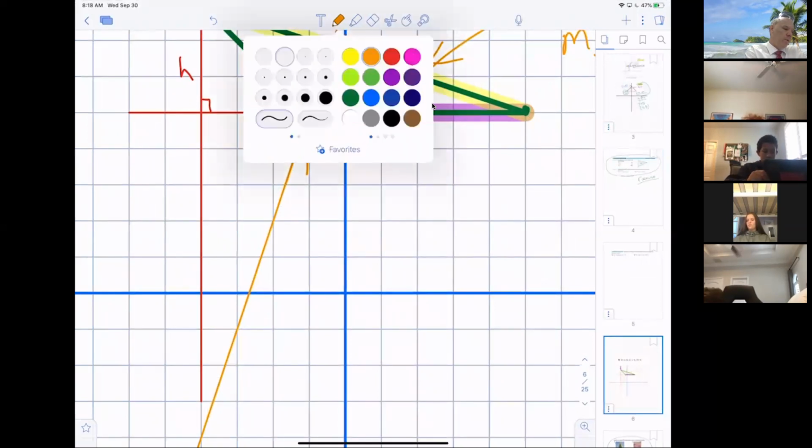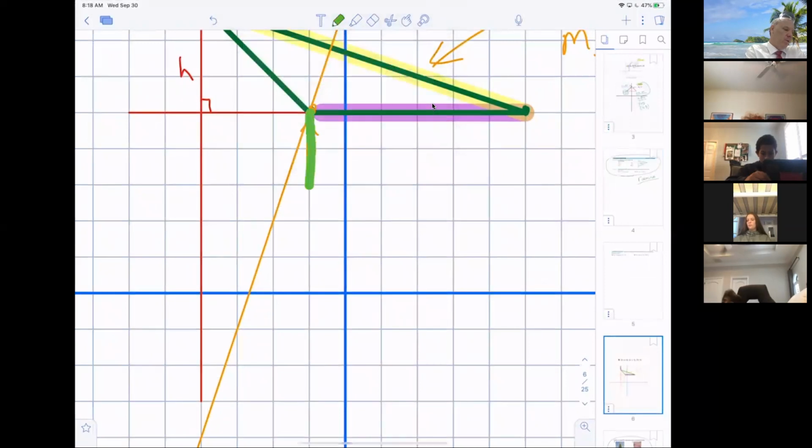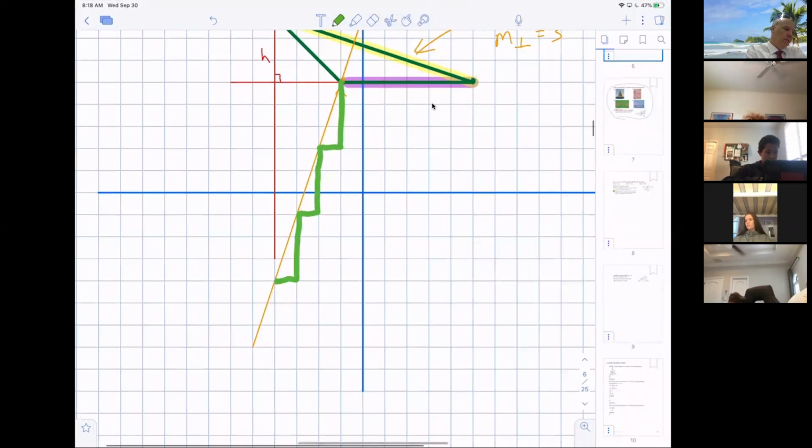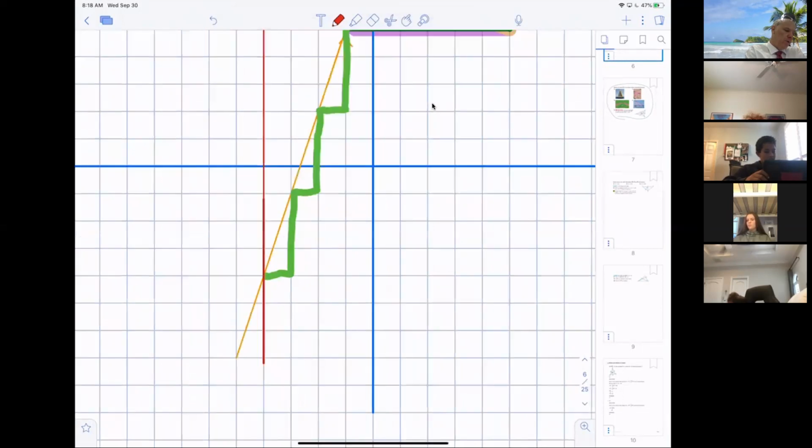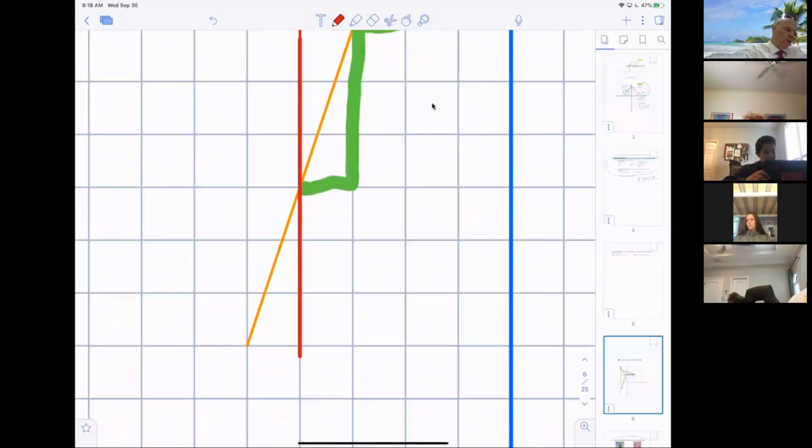So let me show you what I'm doing. I'm gonna make it a little bit bigger so we can see. 1, 2, 3 over 1. 1, 2, 3 over 1. 1, 2, 3 over 1. So now from the red line here, I now found the orthocenter. This is the actual orthocenter down here. Okay? So does that make sense?